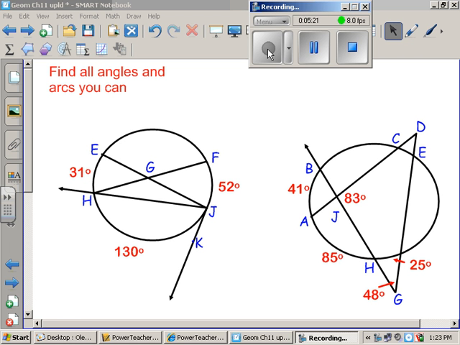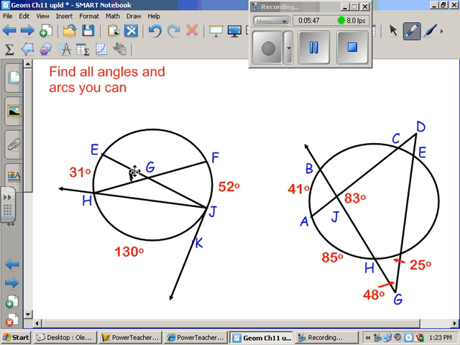These circles and angles are sort of like a puzzle, just like we were talking about yesterday. You work them, you use everything you know to try to put them together. So looking at this, they gave me arc EH and arc FJ. That tells me I could probably find angle EGH first because this is an angle inside the circle.